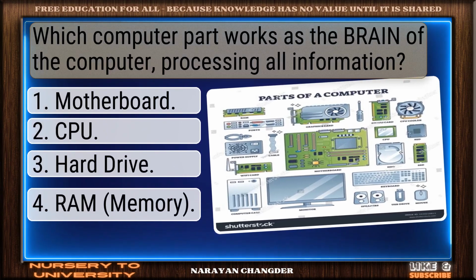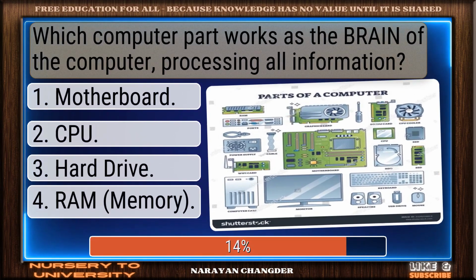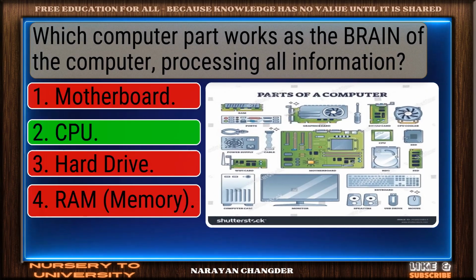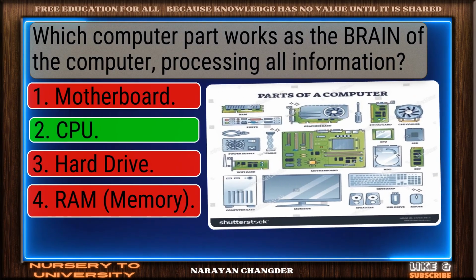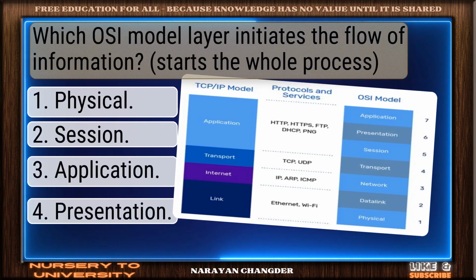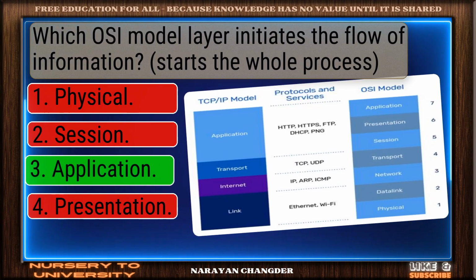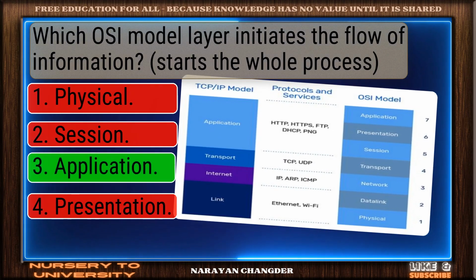Which computer part works as the brain of the computer, processing all information? Excellent choice. CPU is right. Which OSI model layer initiates the flow of information? Correct. Application is spot on.